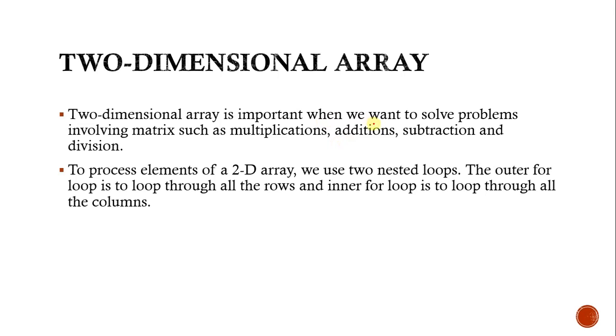Two-dimensional arrays are important when we want to solve problems involving matrices, such as multiplication, addition, subtraction, and division. To process the elements of a two-dimensional array, we use two nested loops. The outer for loop is to loop through all the rows, and the inner loop is for the columns. So if you use I for the outer loop, for the inner loop you use J.